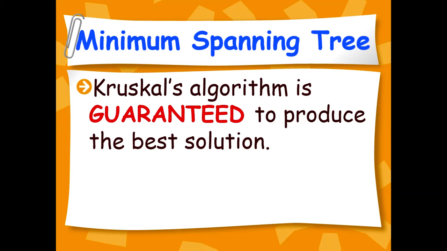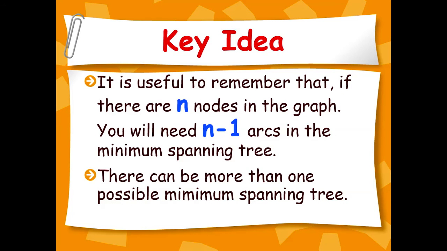Okay, that's part of what this standard is about, being able to come up with the best solution. In the assessment, if you don't give me the best solution, I cannot give you credit for that answer. It has to be the best solution, and this method gives us that. So we're going to start with this very, very important idea. If there are n nodes in my graph, then I'm going to need n take away 1 arcs in your spanning tree.